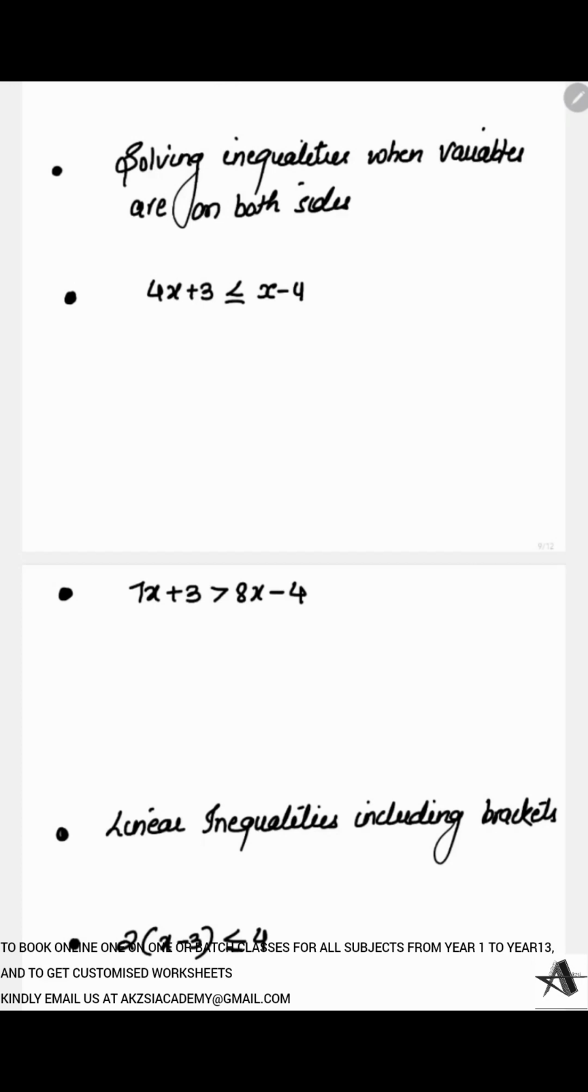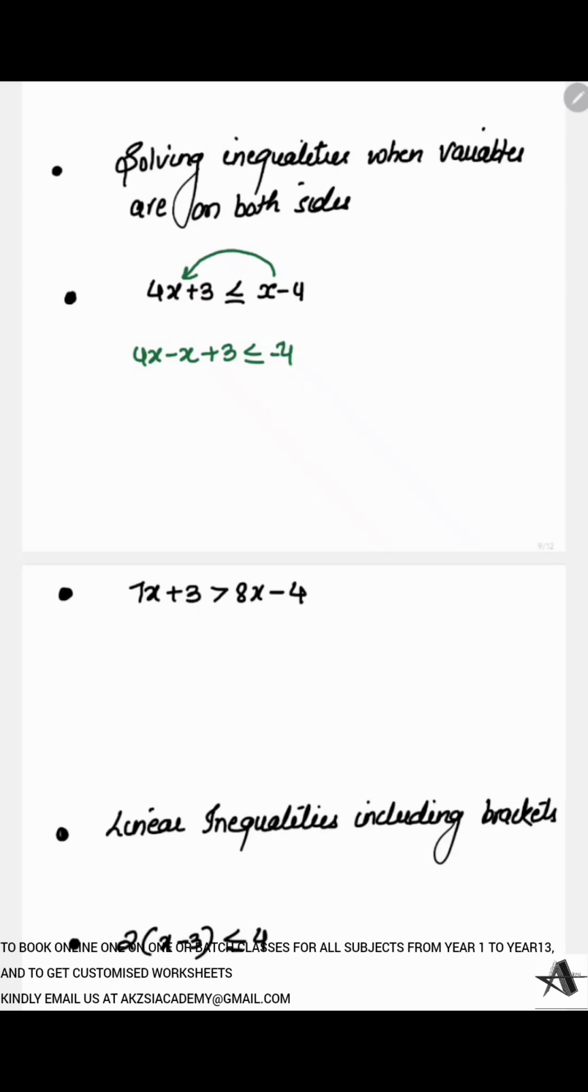So here, solving inequalities when variables are on both sides. It's simple, you just need to separate out the variables on one side and numbers on the other side. So I'm just transposing it here. When x is transposed onto the left-hand side, the same thing happens to x as happens with the numbers. That means it will change its sign. So it will become 4x minus x, and plus 3 is already here, less than or equal to negative 4.